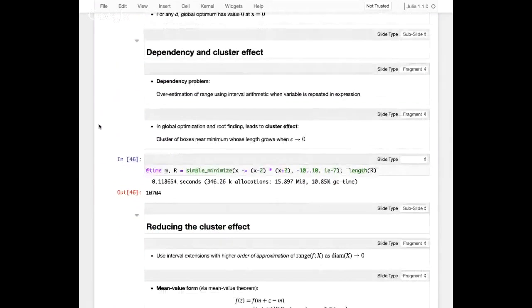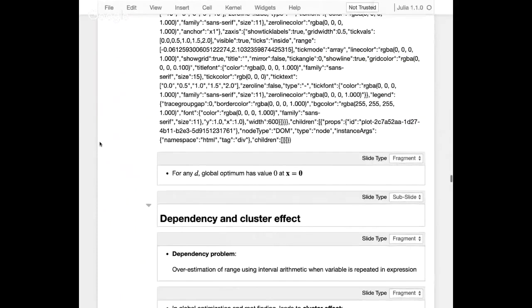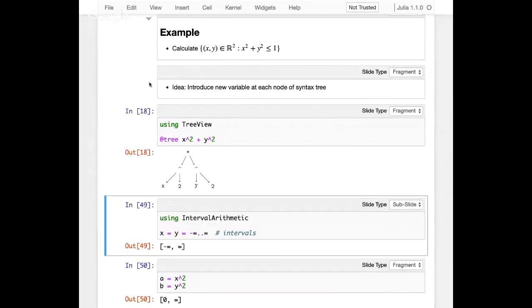Okay, so I'm just going to jump to constraint propagation. So bisection is terrible in high dimension. So what can we do? We can do something better, which is this constraint propagation thing. So here's an example. I want to find the set that satisfies x squared plus y squared is less than or equal to 1. So that's a constraint. I just want to find the feasible set to start with.